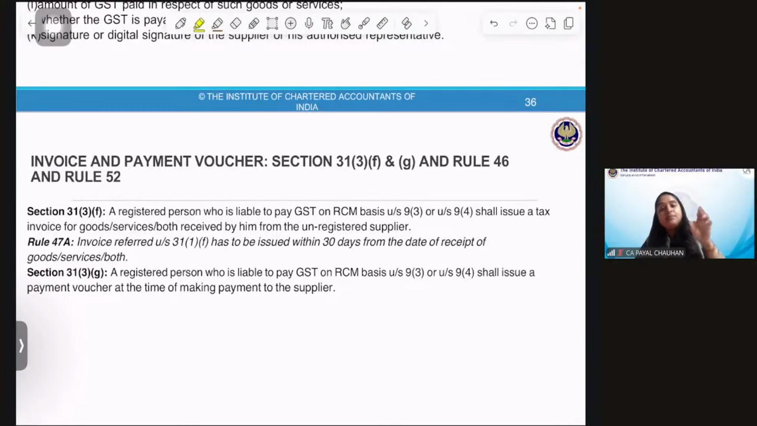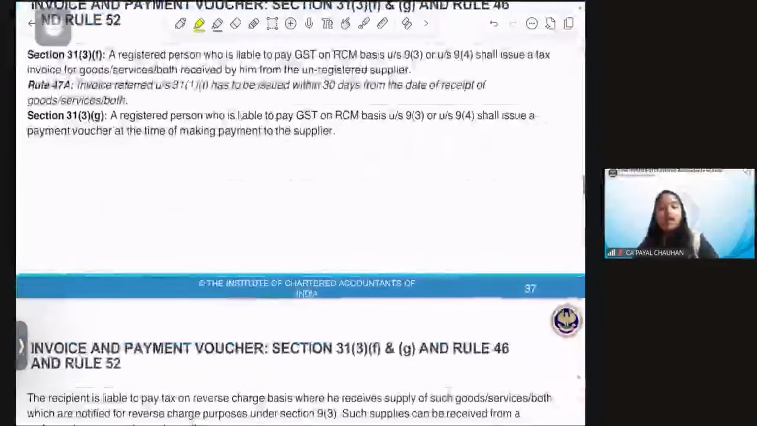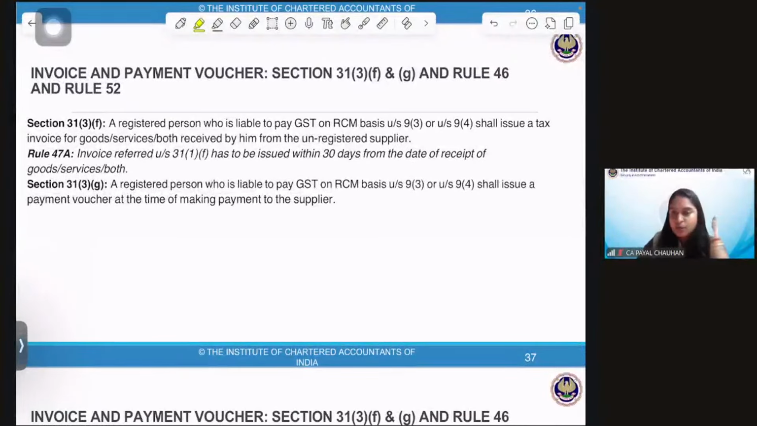On the contrary, I am getting some services or goods, as the case may be, from a person, but the liability is under RCM. I will pay the tax. Now the point is, I am registered. In that case, I'll issue an invoice also, and I'll issue a payment voucher also. Perfect. Now, in case of 9(4), what is 9(4)?